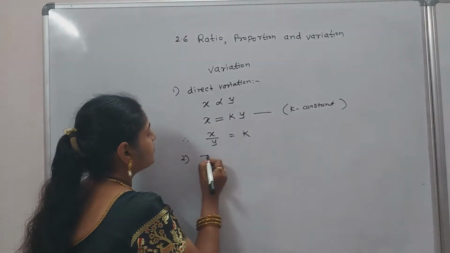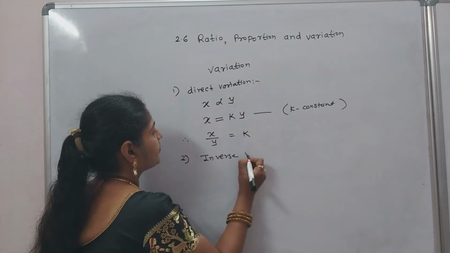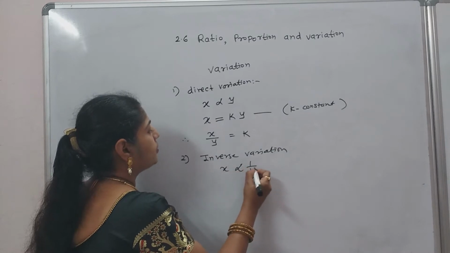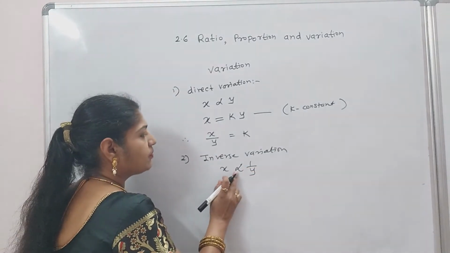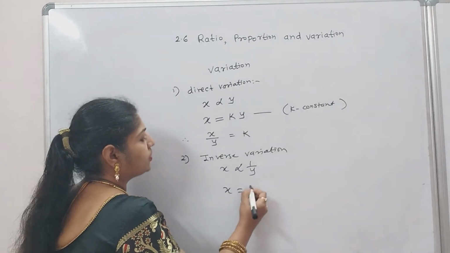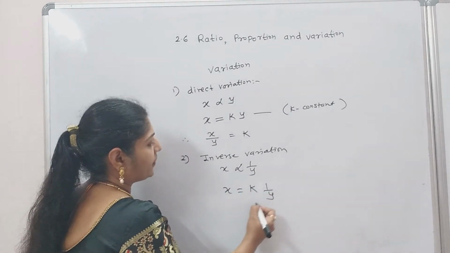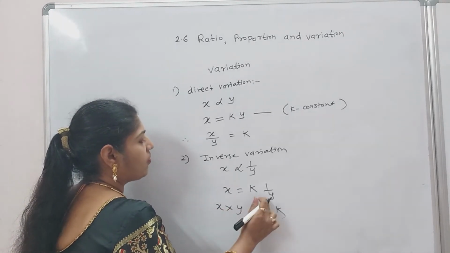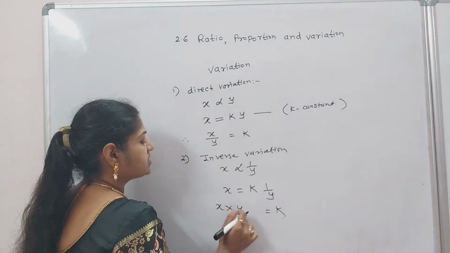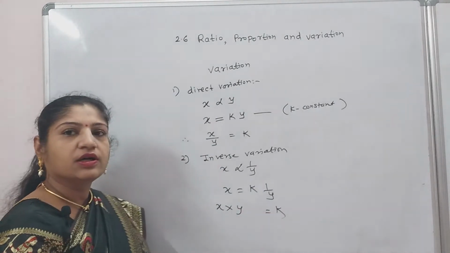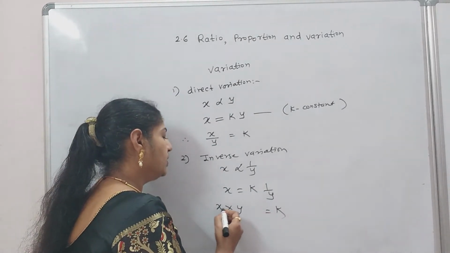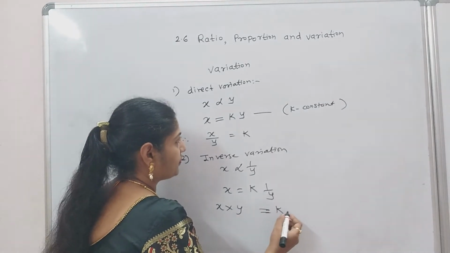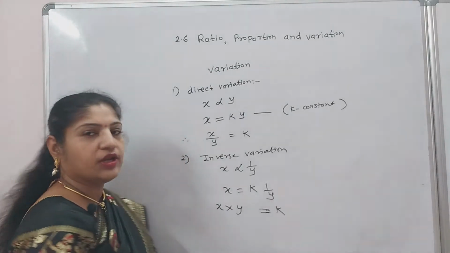In inverse variation, x is inversely proportional to y. This is the symbol of the variation. So x equals k, the constant, times 1 upon y. So the constant of variation k equals x into y. y goes to multiplication. x into y equals k. That is, the product of the two quantities equals a constant. xy equals k. k is the constant of variation.